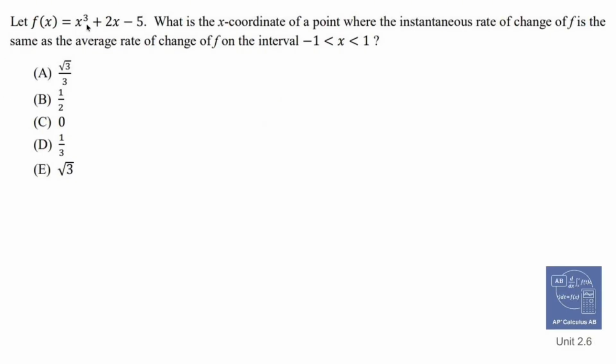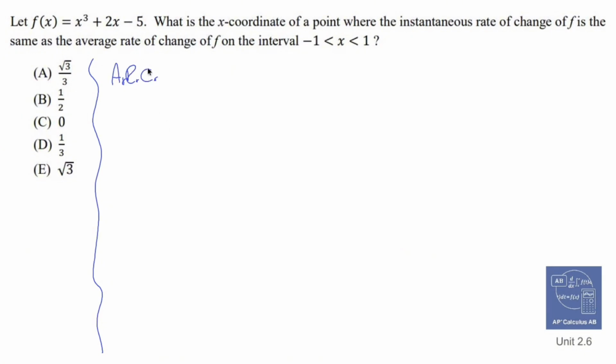Let f of x equal x cubed plus 2x minus 5. What is the x-coordinate of a point where the instantaneous rate of change of f is the same as the average rate of change of f on the interval negative 1 to 1? Whew. Okay, all right. Let's do this. This is a doozy. Let's find the average rate of change first.